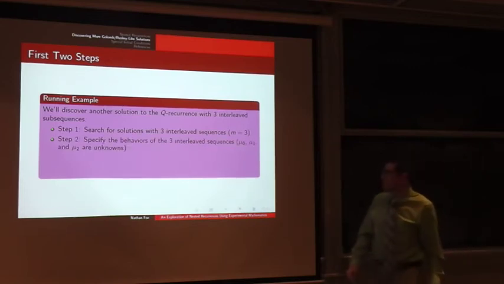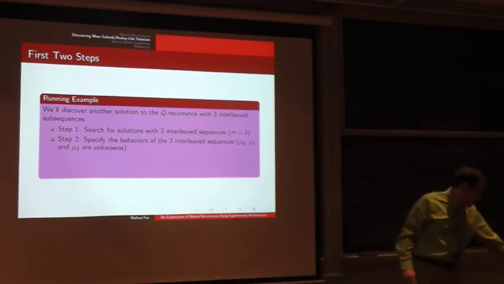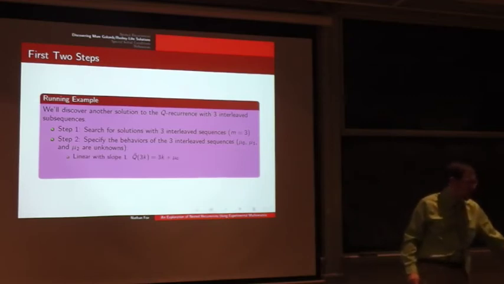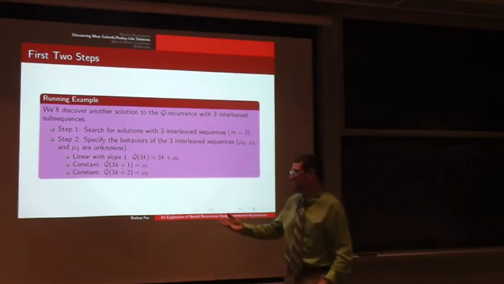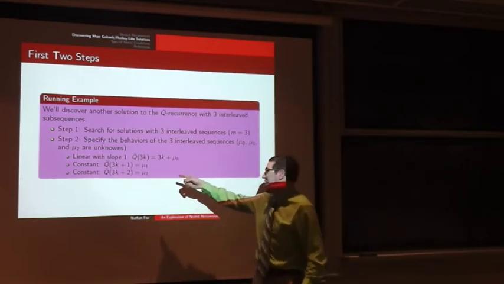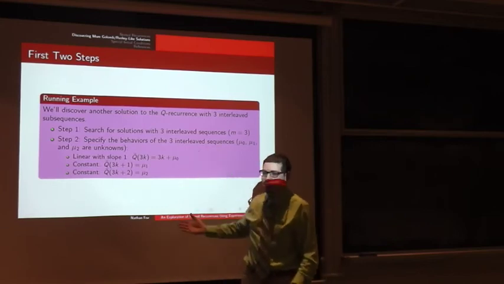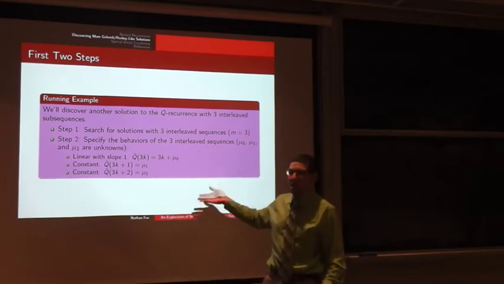So the sequences that we're going to look for: one that's linear with slope 1, one that's constant, and another one that's constant. So maybe it wasn't the best notation, but we're using it anyway. So it's going to be linear, constant, constant, whereas Golomb was linear, linear, constant.